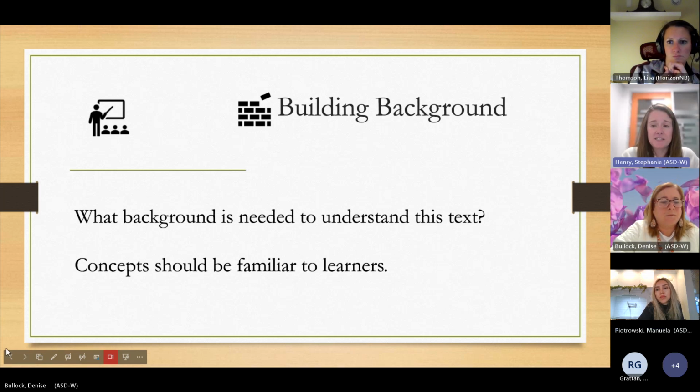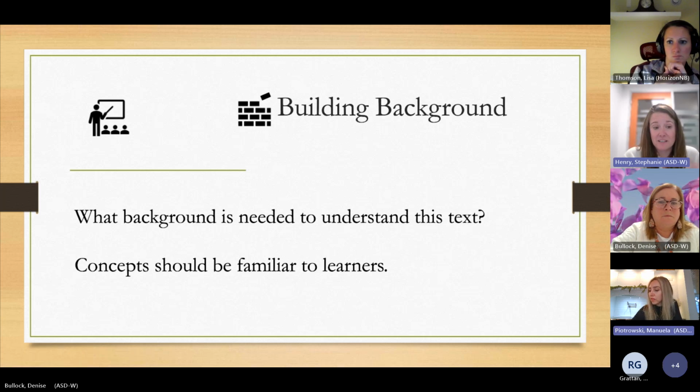If we give them a text and the concept is not something that they have the background to understand, then that text is just going to be even more difficult than it would have been if it was a topic that they understood, regardless of the words, the phonics, and the text level. If the ideas are not familiar, then we're making it more difficult than it needs to be.